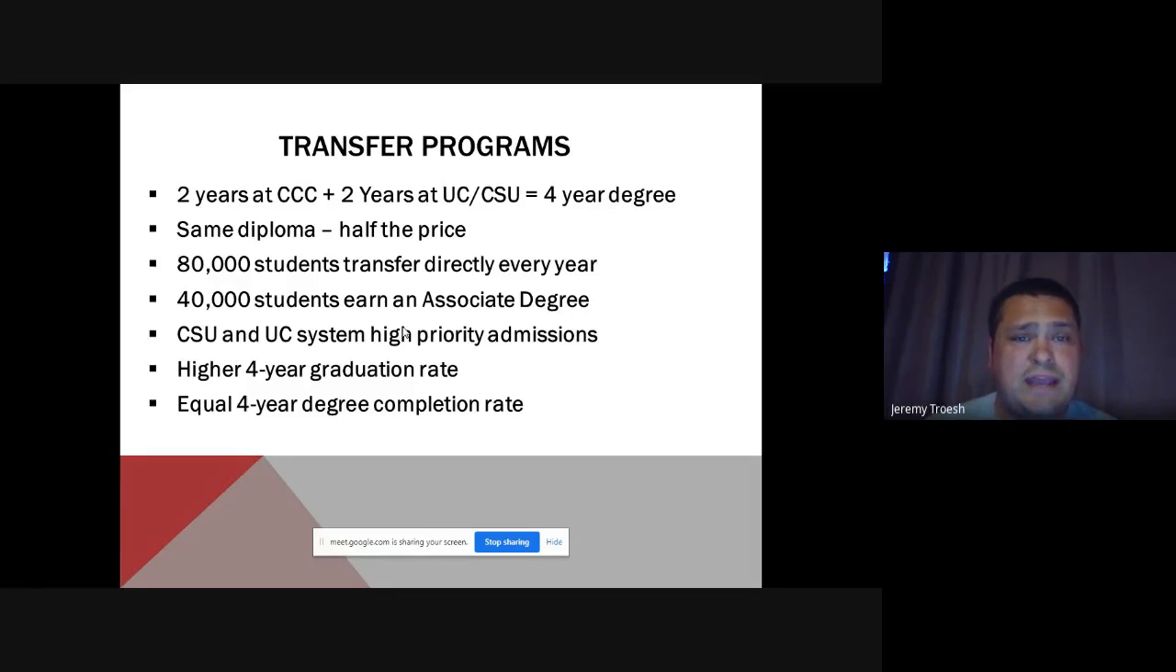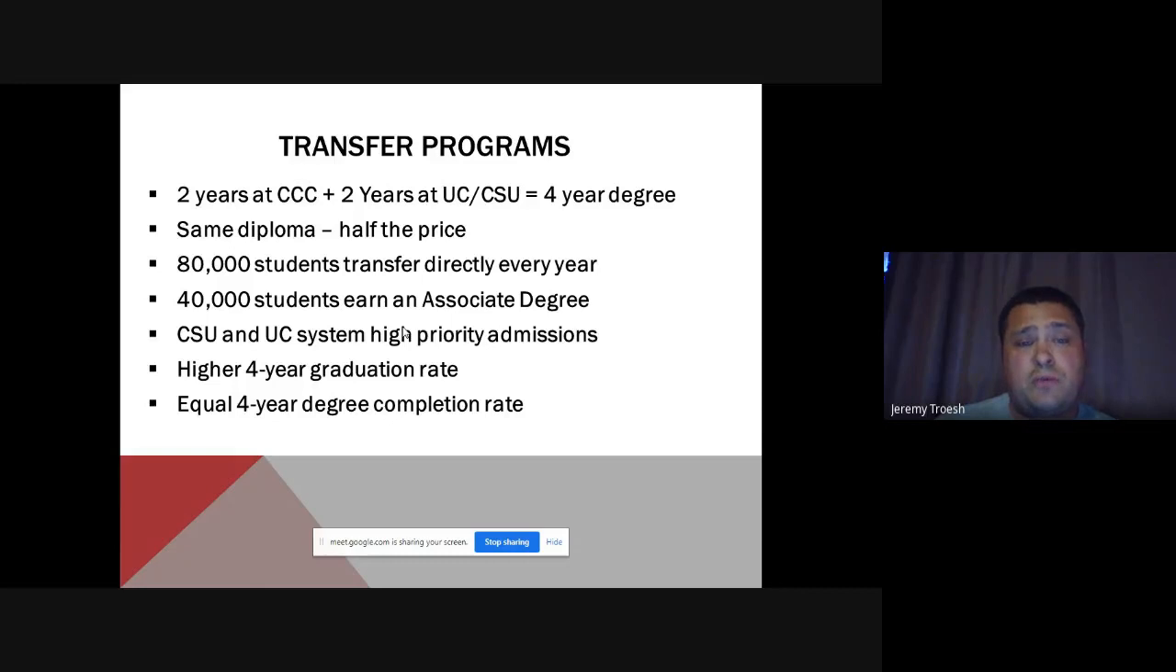In California, 80,000 students transfer directly from the California Community College system to a UC or a Cal State every single year. And 40,000 additional students earn associate's degrees that ready them for transfer, but don't make that switch immediately. The Cal States and the UCs offer high priority admissions. So when a Cal State or a UC is accepting students for undergraduate degrees, they're accepting community college transfer students at a higher rate than students right out of high school.